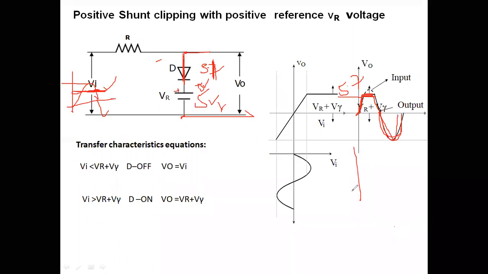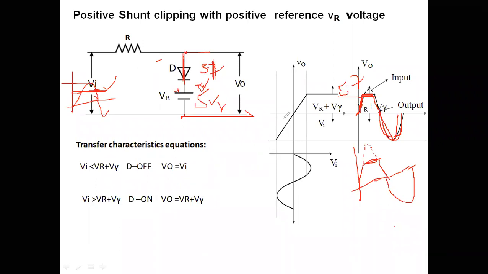Our output slowly rises to a value that is VR plus cut-in voltage, that is 5.7, and again your input voltage goes to the peak. This is your input waveform. It reaches the peak value, but it won't appear at the output. Again the input decreases and reaches 5.7. From below 5.7 the diode will be off, therefore input will occur at the output terminal. This is your positive cycle. In the negative cycle also the diode is off, therefore the complete negative cycle comes at the output terminal. Therefore this is your output waveform.